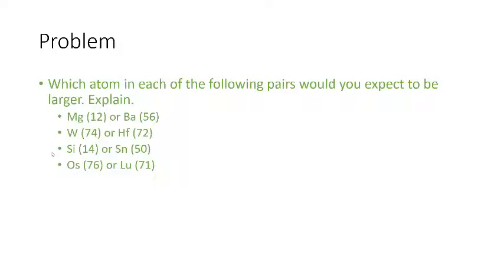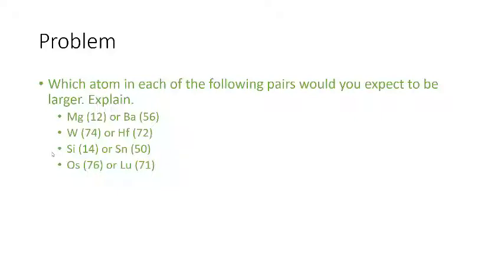Okay, so our final slide here is a question for you. Which atom in each of the following pairs would you expect to be larger, and explain? Okay, so let's walk through each one of these. I would pause the video and try to work through it yourself, but we can walk through it together too. So if we're looking at magnesium, which is an alkaline earth metal, number 12, and then we have barium, which is an alkaline earth metal, 56. We're going to expect barium to be larger because it is in energy level 1, 2, 3, 4, 5, 6, whereas magnesium is in energy level 3.